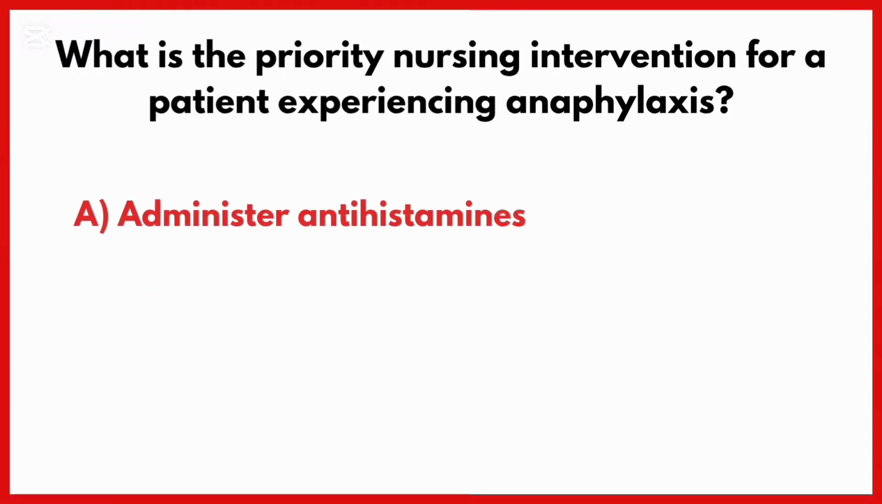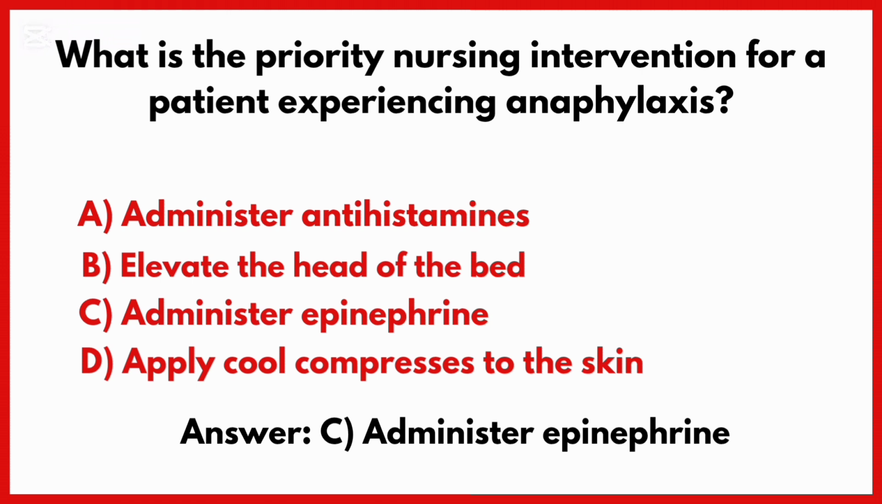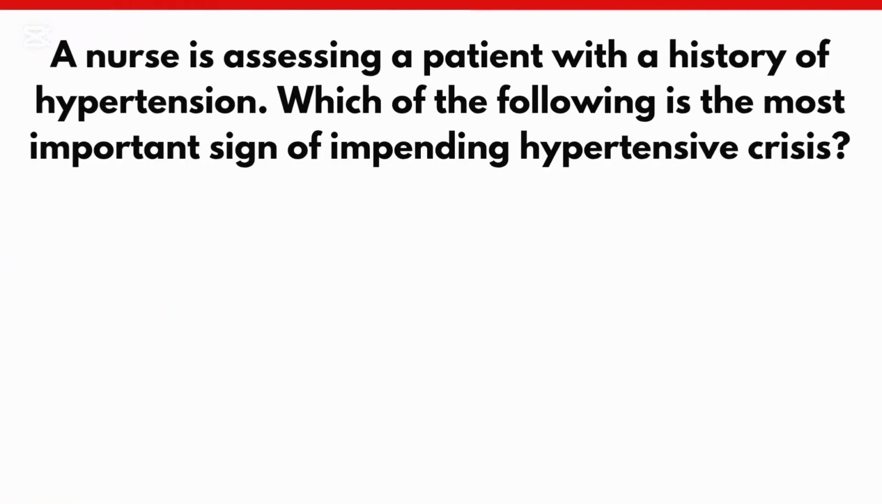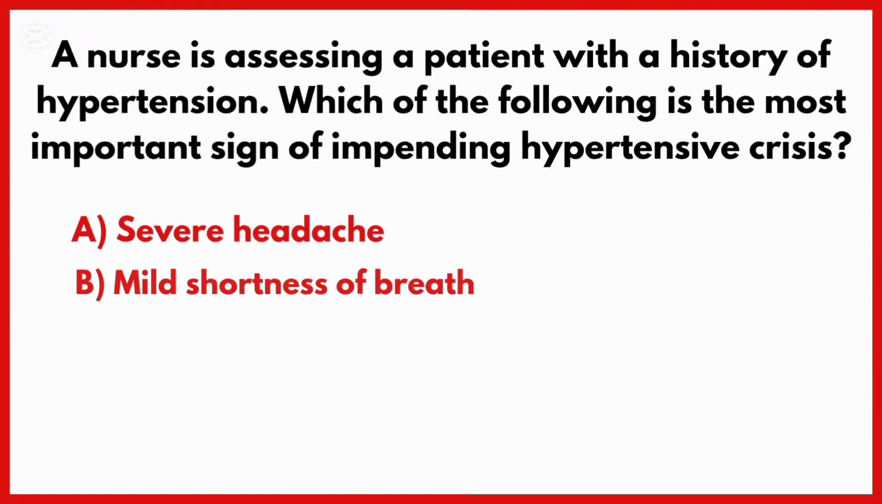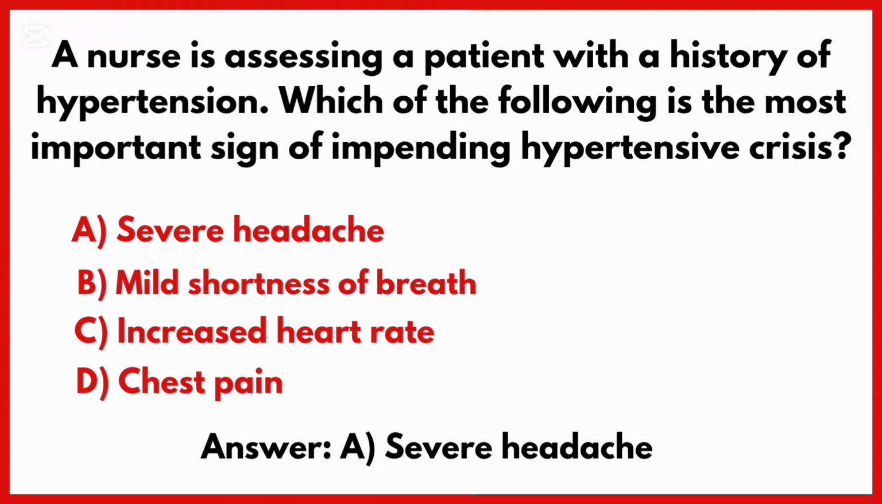What is the priority nursing intervention for a patient experiencing anaphylaxis? Correct answer is option C, administer epinephrine. A nurse is assessing a patient with a history of hypertension. Which of the following is the most important sign of impending hypertensive crisis? Correct answer is option A, severe headache.